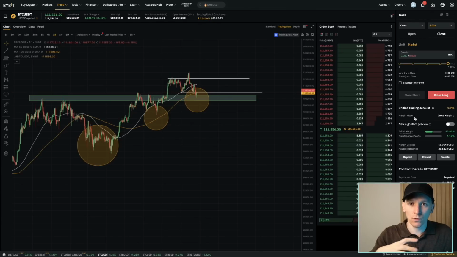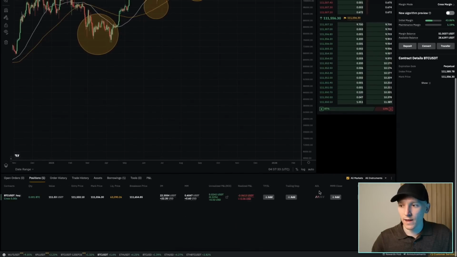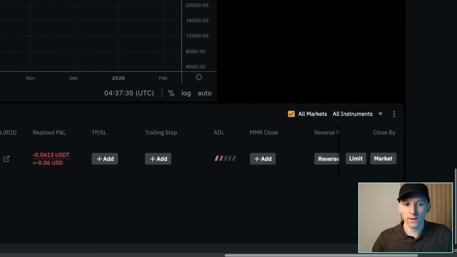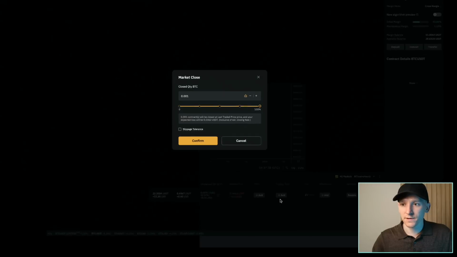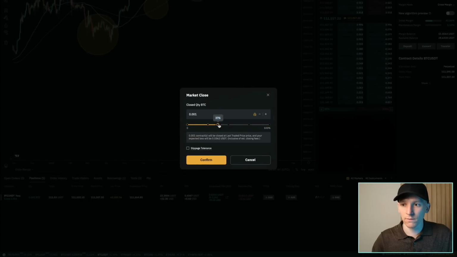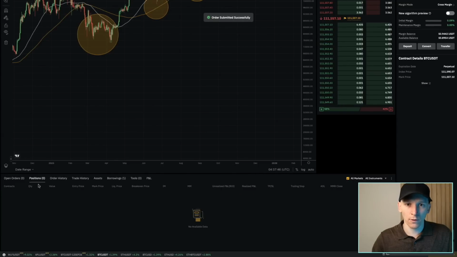That will reduce your order by that amount. Or you can, of course, close all. So down here, close all by market order. You can see close by market like this. It's just going to say how much of the order do you want to close, right? So 100%, I'm just going to press confirm, and then the order is closed out, and the profit or loss that you make will be exchanged into your unified trading account.